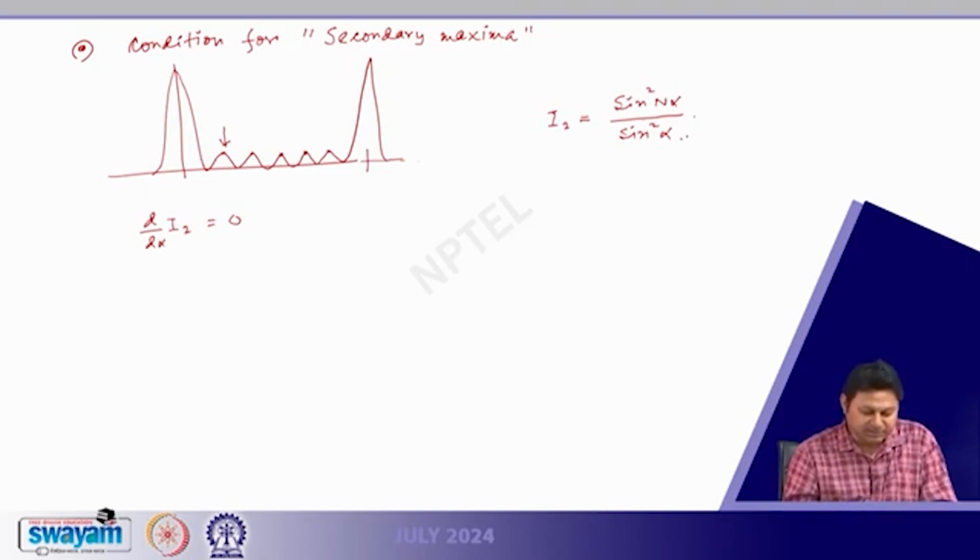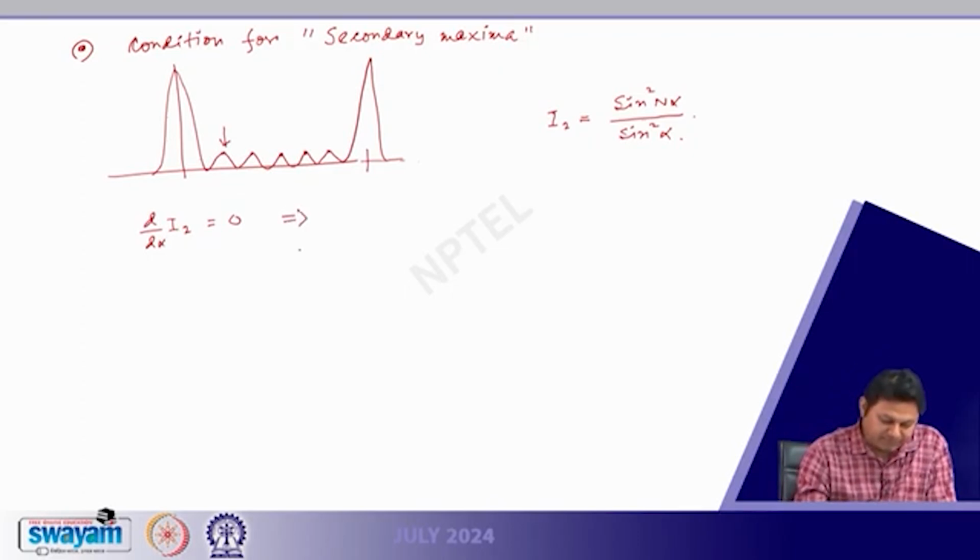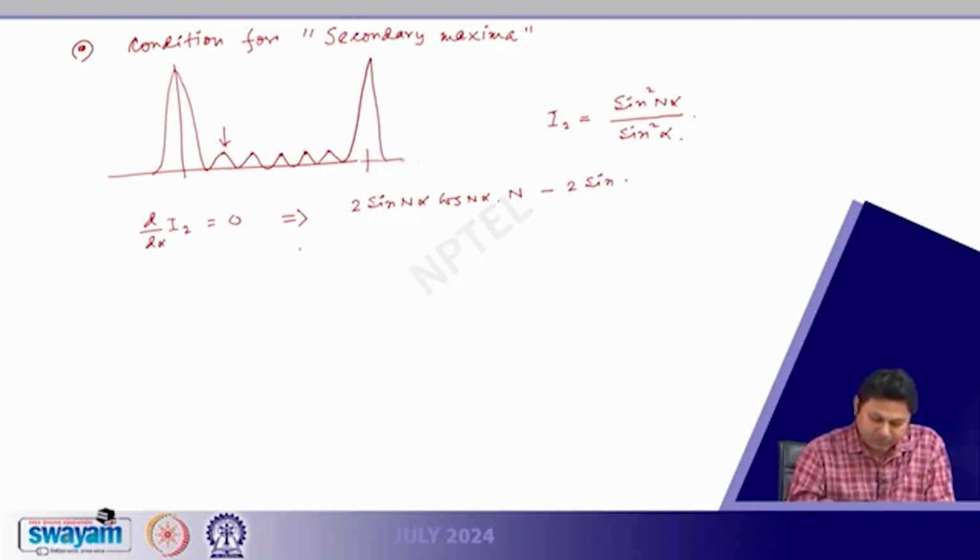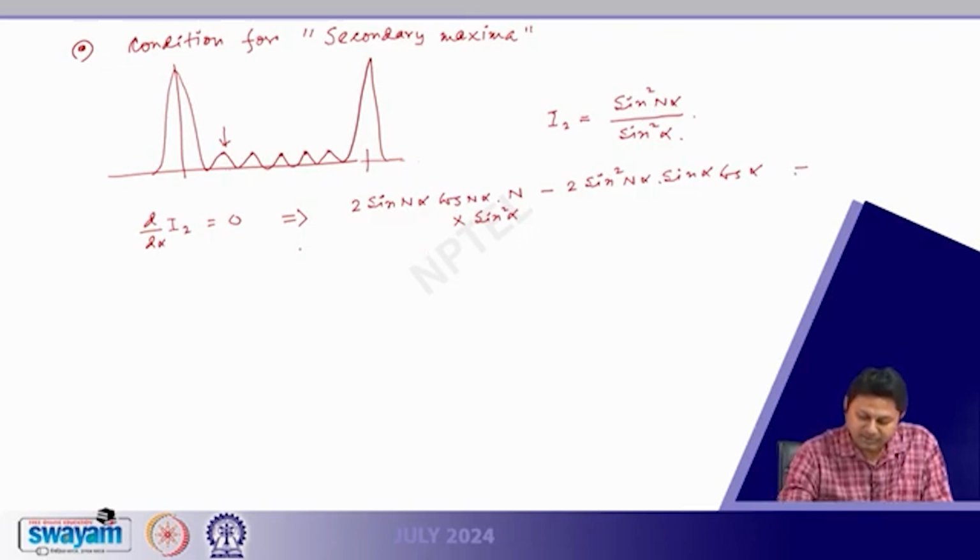So this derivative gives us simply 2 sine n alpha cos n alpha multiplied by n, into sine square alpha, minus 2 sine square n alpha into the derivative of sine square alpha, which is sine alpha cos alpha, whole divided by sine to the power 4 alpha, is 0. So essentially this quantity is 0.